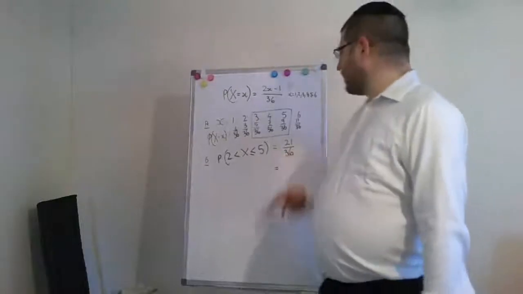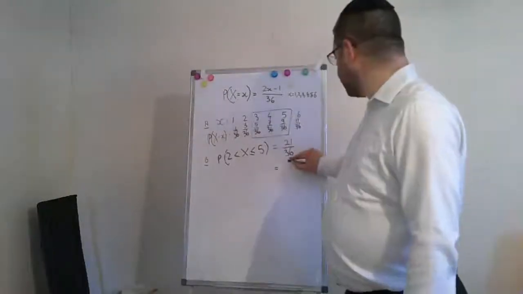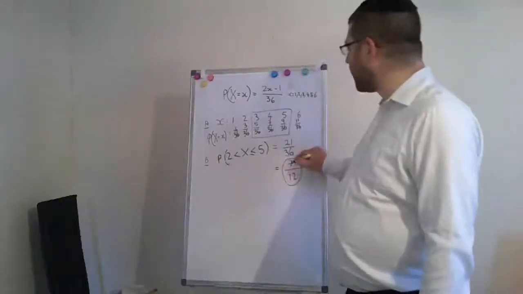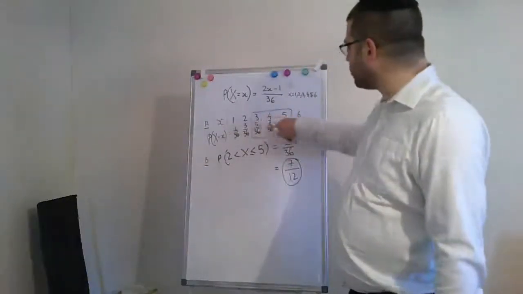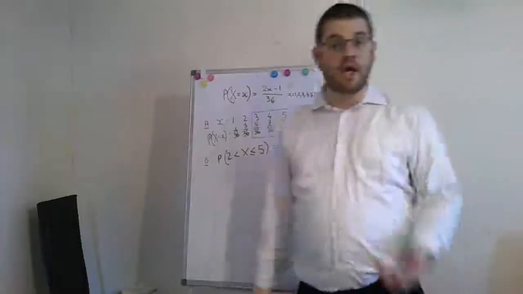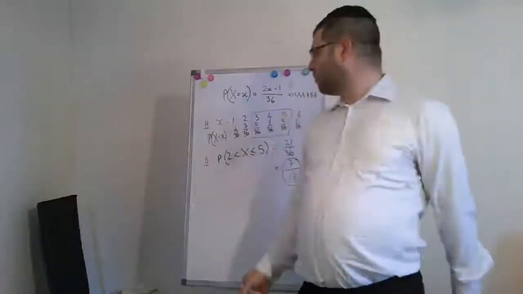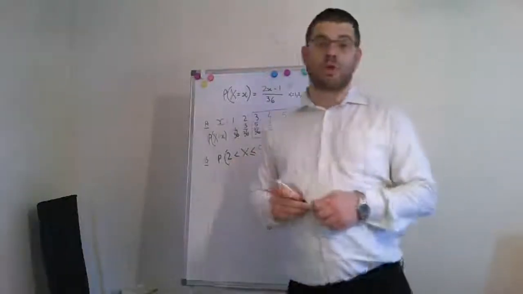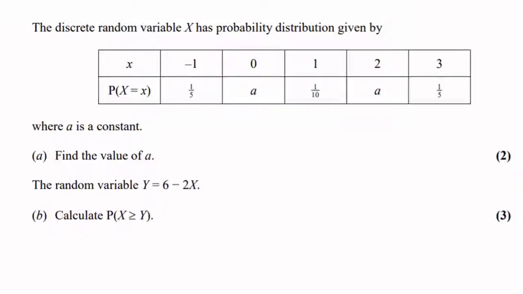And let's cancel that down. They're both divisible by 3, so that's 7, and that's 12, so it's 7 out of 12. Again, that just came up by grabbing those probabilities. You look at the inequality and see which probabilities you can include in that range. And that's question 3. Okay, on to the second question.